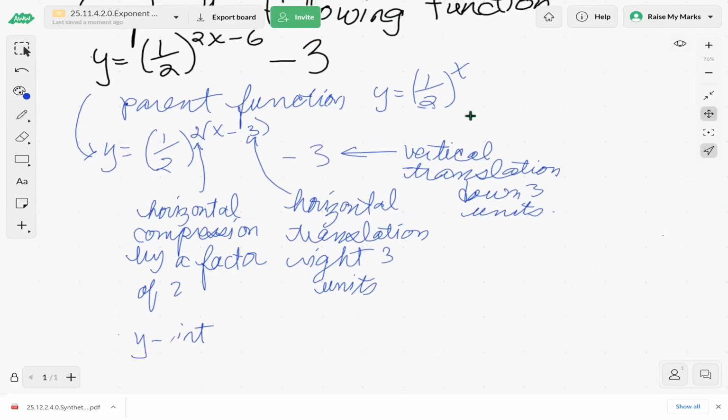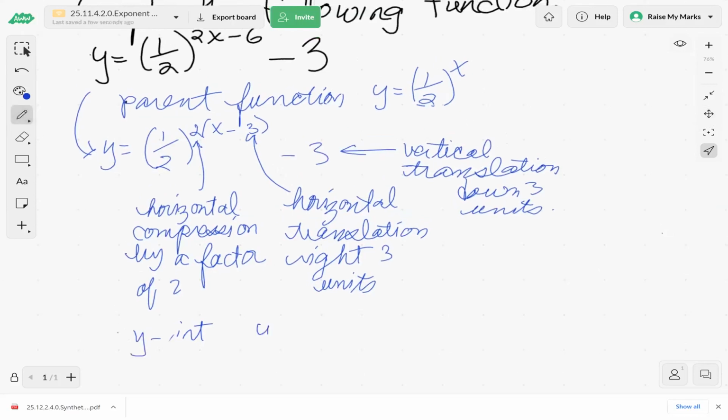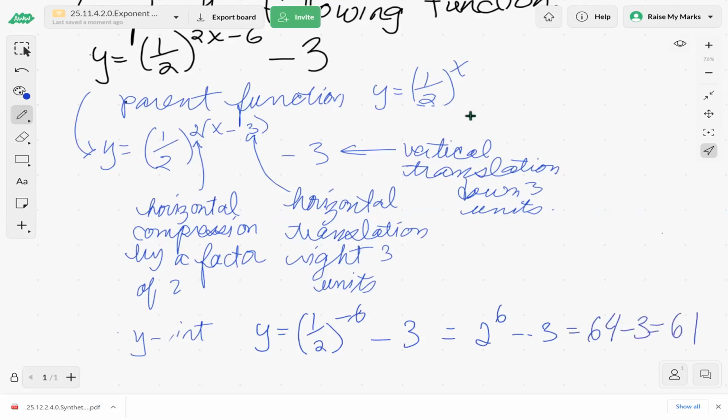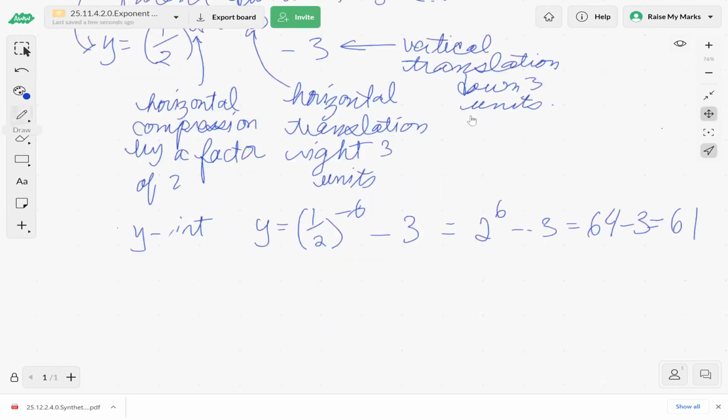So if we let x equal 0, y equals 1/2 raised to the power negative 6, minus 3. 1/2 raised to the power negative 6 is actually 2 raised to the power 6, which is, I believe, 64. 64 minus 3 is 61. So that's our y-intercept. Our x-intercept is a bit of a mess.